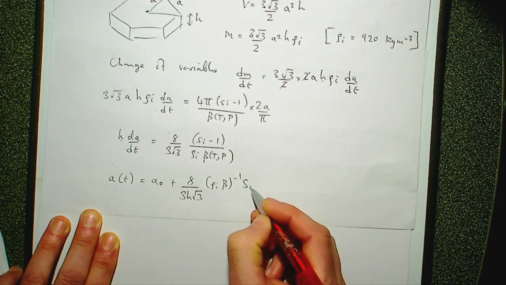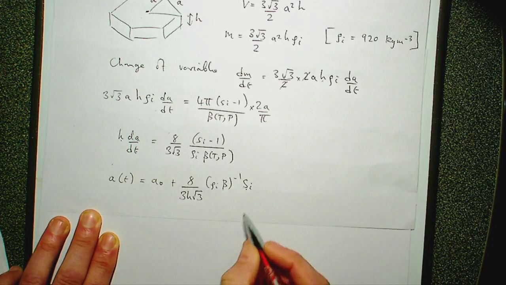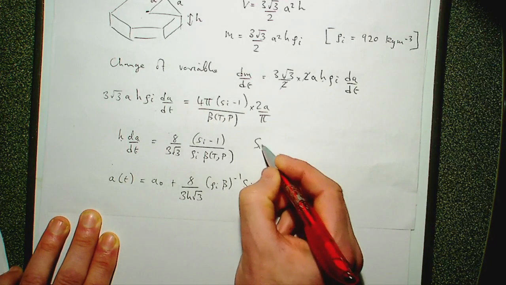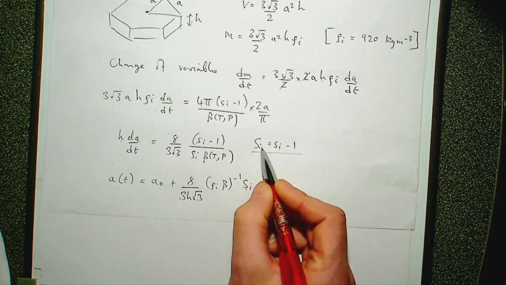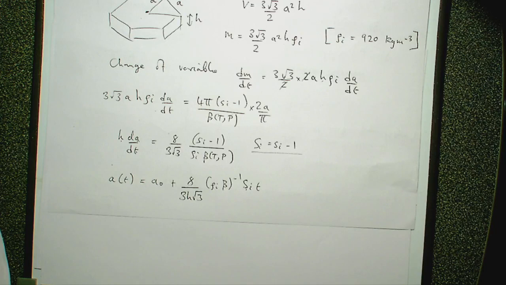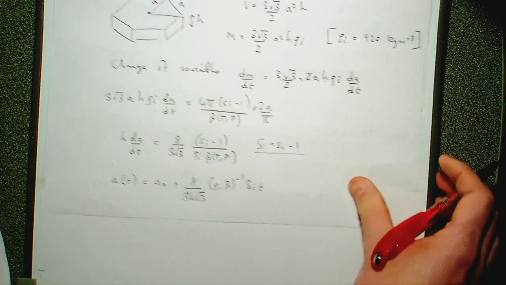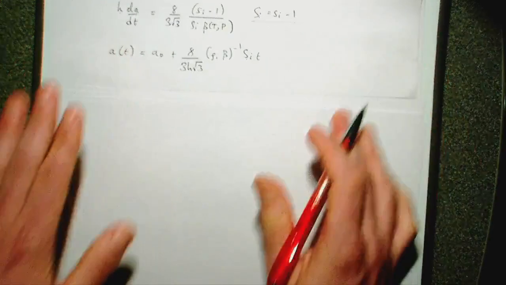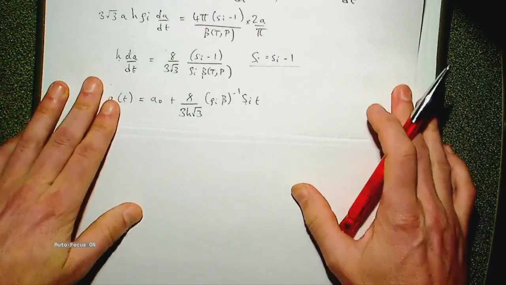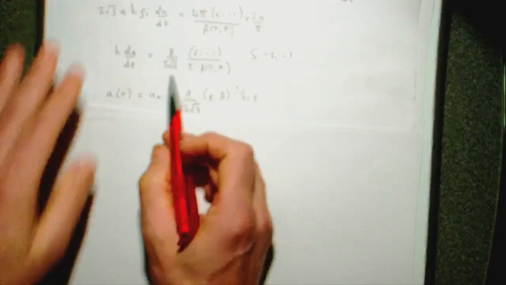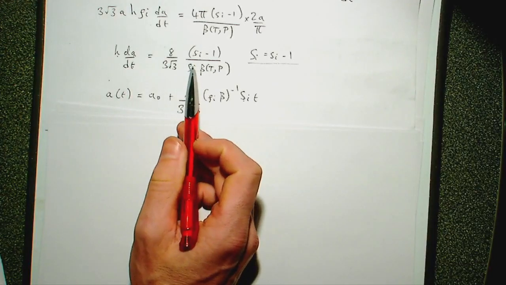Now this is the supersaturation, large S times t, and the supersaturation is equal to the saturation ratio minus 1. That can be confusing. So if a particle is growing, the supersaturation is greater than 0, and the saturation ratio will be greater than 1. So it looks like this. Now, the bit you need to know: I would expect you to be able to solve this differential equation in the exam. So make sure you practice being able to do that.